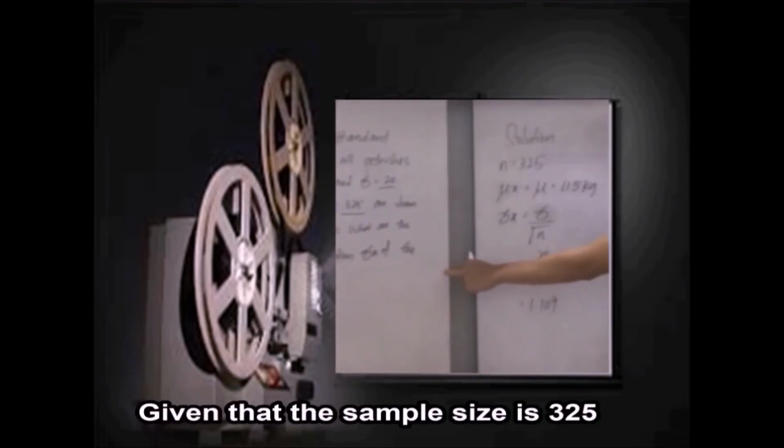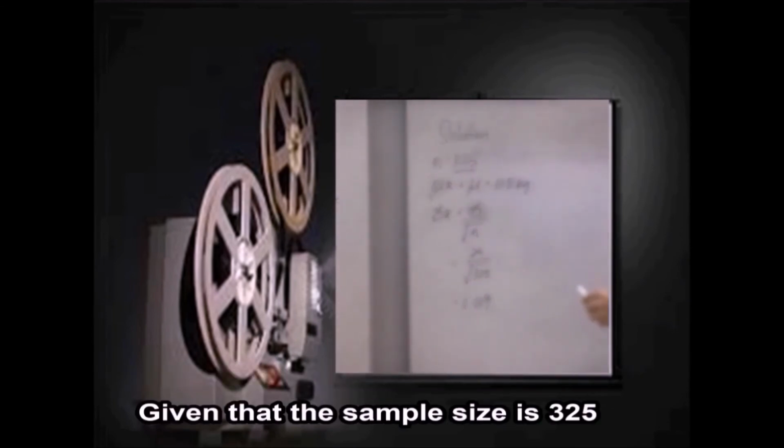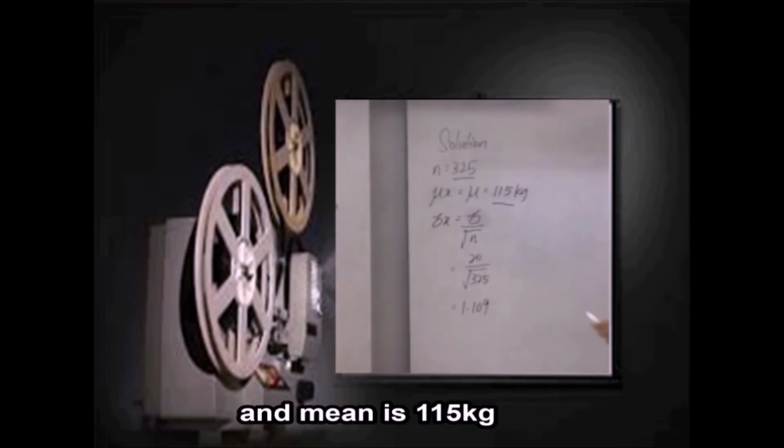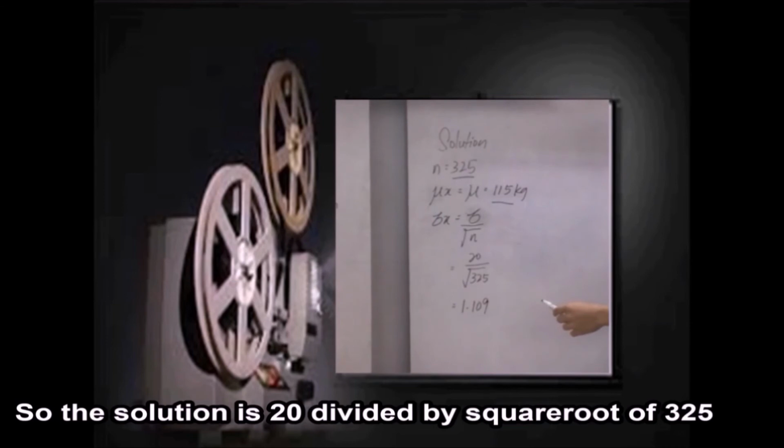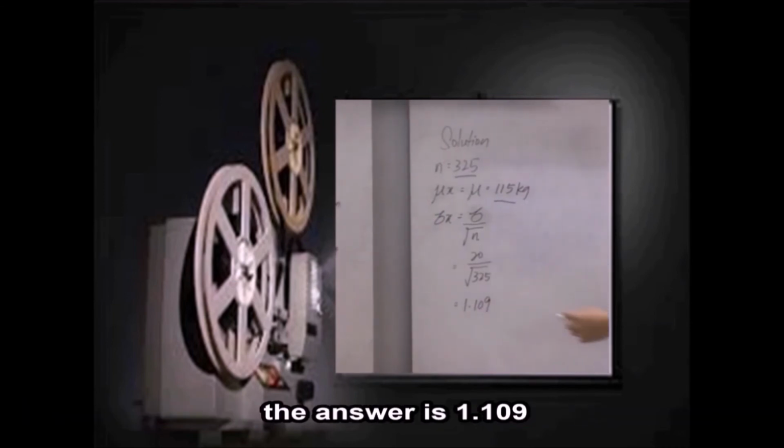Given that the sample size is 35, the mean is 115 kg, so the solution is 20 divided by the square root of 35. The answer is 3.381.